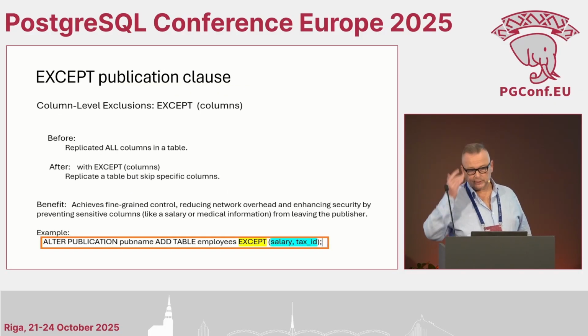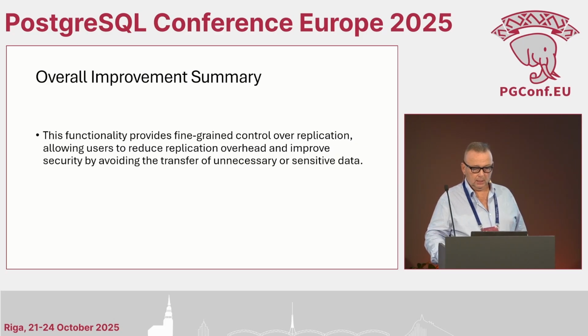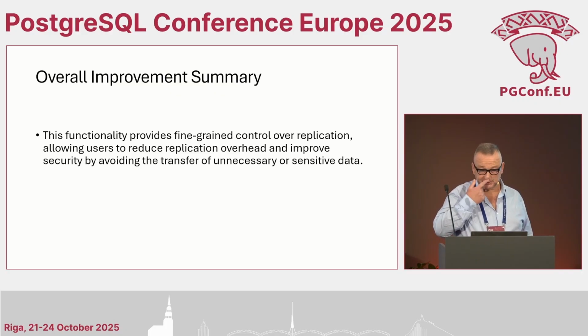And we can also except columns. The plan is to also be able to skip columns from being replicated as of PG19, so that if there are any columns that contain sensitive information, they don't have to be replicated. So the overall improvement is that it gives us more granular control over replication, allows us to reduce the overhead where it wasn't necessary, and also improves security for sensitive columns or tables.